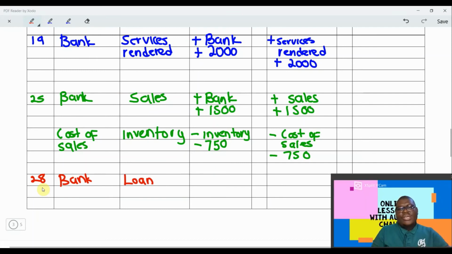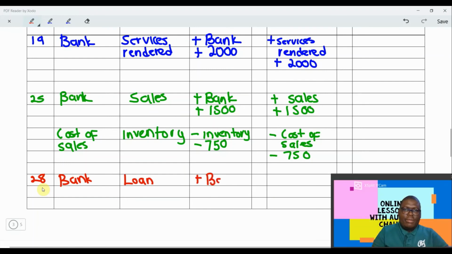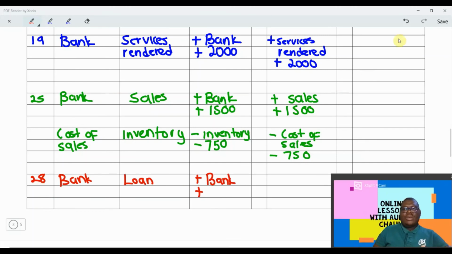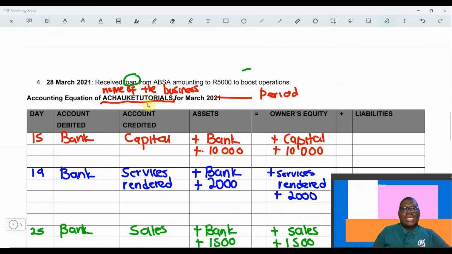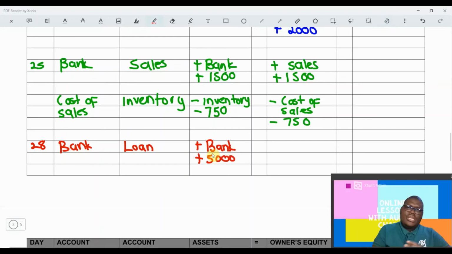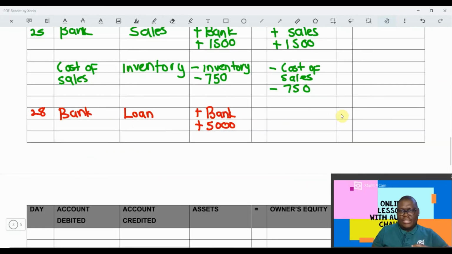That's the loan account. So my bank is being increased, okay, because I'm getting some money for the loan that I borrowed. They're giving me money. I borrowed money from them, so it's gonna be plus 5,000 in our assets, plus 5,000, and then from there we'll have to show the effects in the liability section.